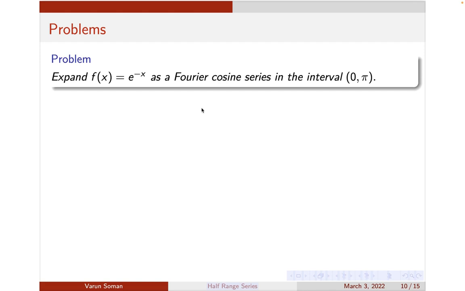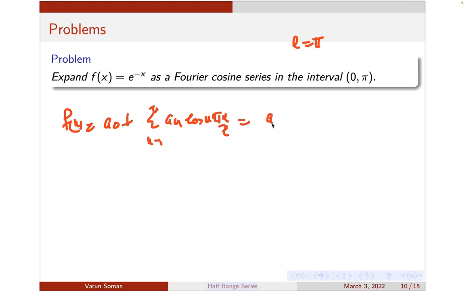Expand f of x is equal to e raised to minus x as a Fourier cosine series. So what is your L here? Your L here is the given interval length, which is nothing but pi. The Fourier cosine series is f of x is equal to a naught plus sigma n is equal to 1 to infinity a n cos n pi x by L. In this case, since your L is pi, it is a naught plus sigma n is equal to 1 to infinity a n cos nx.